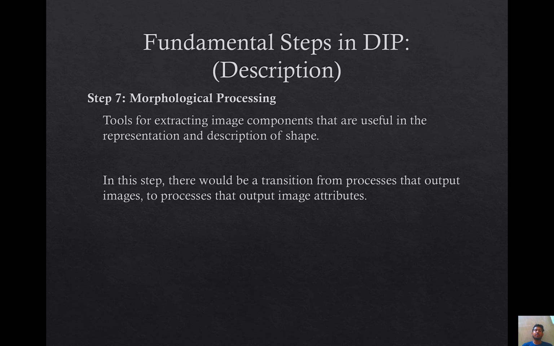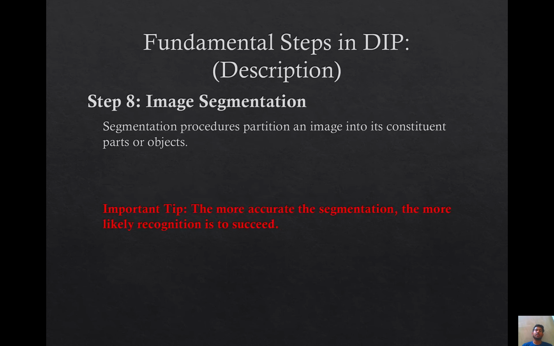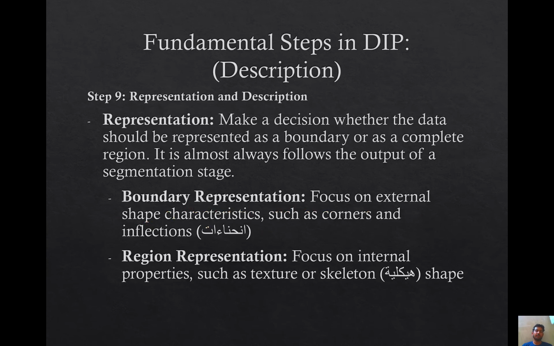In this step, there is a transition from processes that output images to processes that output image attributes. Image segmentation. Segmentation procedures partition an image into its constituent parts or objects. Important: the more accurate the segmentation, the more likely recognition is to succeed.